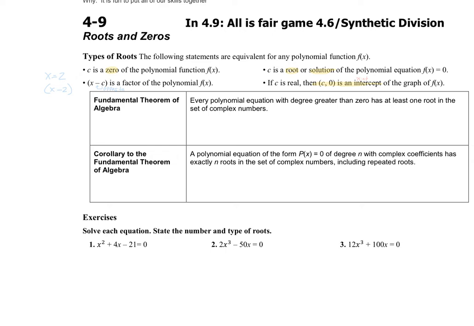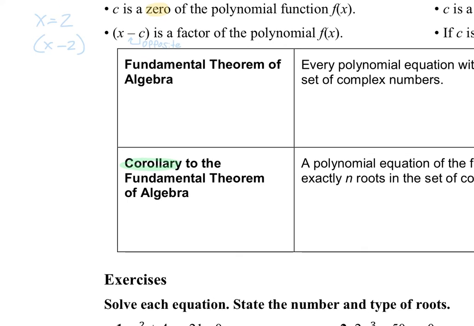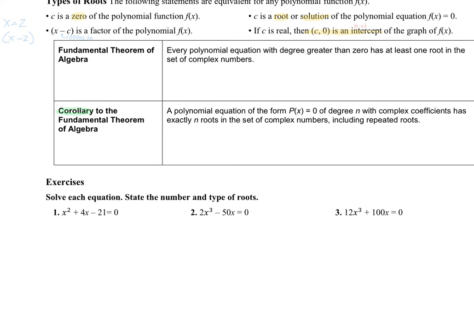You think that with it being fundamental, wouldn't it be like 2 plus 2 is 4 or something like that? Nope. It's just saying that polynomials have solutions, whether you can see them or not. Then someone added in something called a corollary, which is an add-on. And this is the part that we'll actually use.